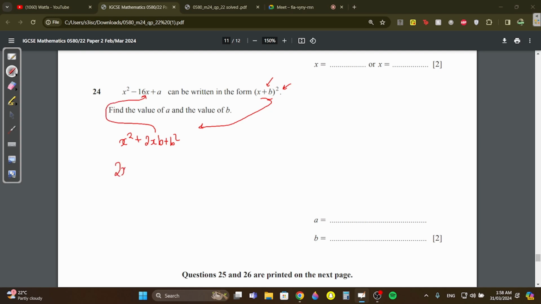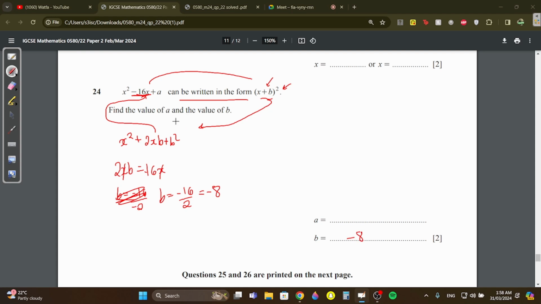Can I find b if I know that 2xb is equal to minus 16x? Of course I can. Because they said these are the same thing, just written in different forms, 2xb is equal to minus 16x. Cancel x with x, and then b will just be minus 16 divided by 2, which is minus 8. So we found b, which is minus 8.